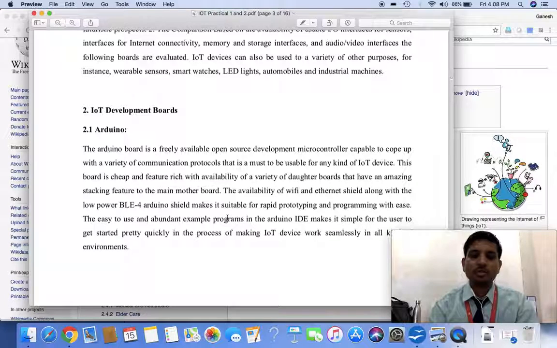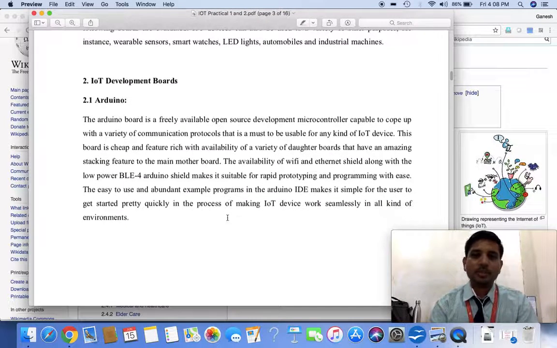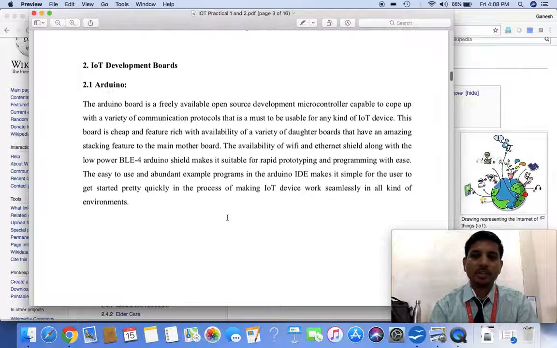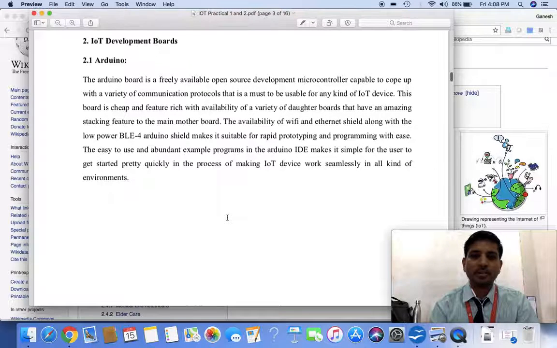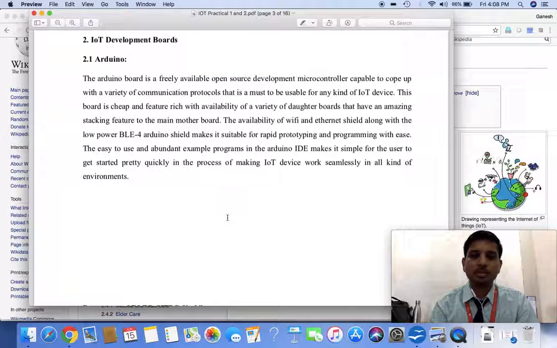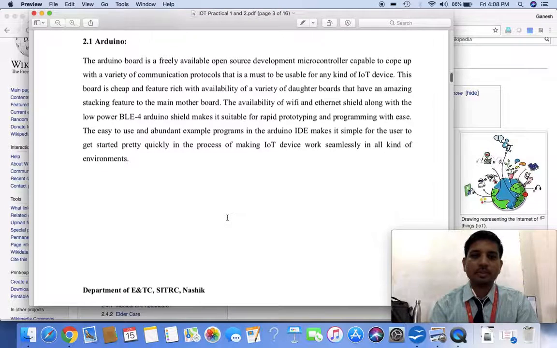We will move toward the second topic, that is the IoT Development Board. The very first development board and very widely used board is the Arduino. Arduino is a freely available open source development microcontroller board which is capable of very easy programming, and you can also program the IoT device by using Arduino. Arduino is actually the combination of hardware and software.